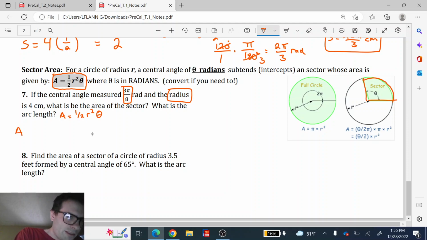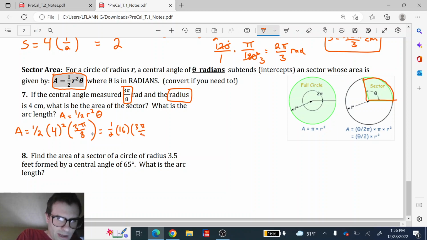So that means we have A, the area, equals 1/2 times the radius, which ends up being 4. So we have 4 squared times theta. Theta in this case was 3 pi over 8. When we do order of operations, we do 4 squared. So we have 1/2 times 16 times 3 pi over 8. That means you have 8 times 3 pi over 8, or just 3 pi. Because 1/2 times 16 is 8, and you have 8 times 3 pi over 8. 8 and 8 will just cross out, leaving you with just 3 pi.